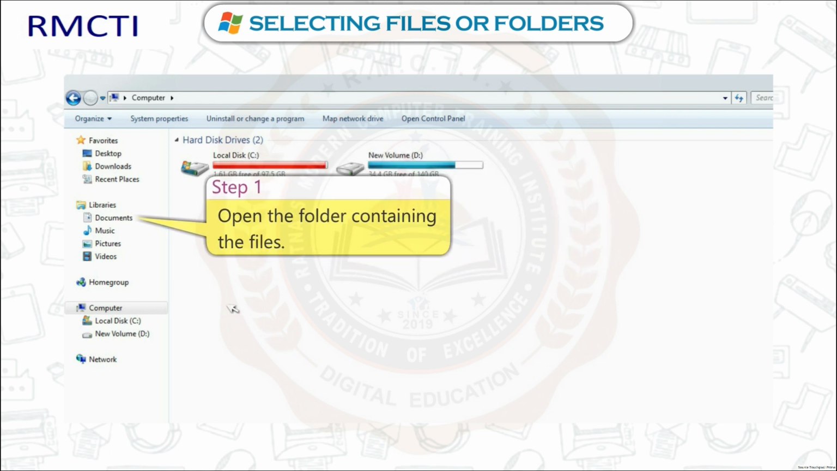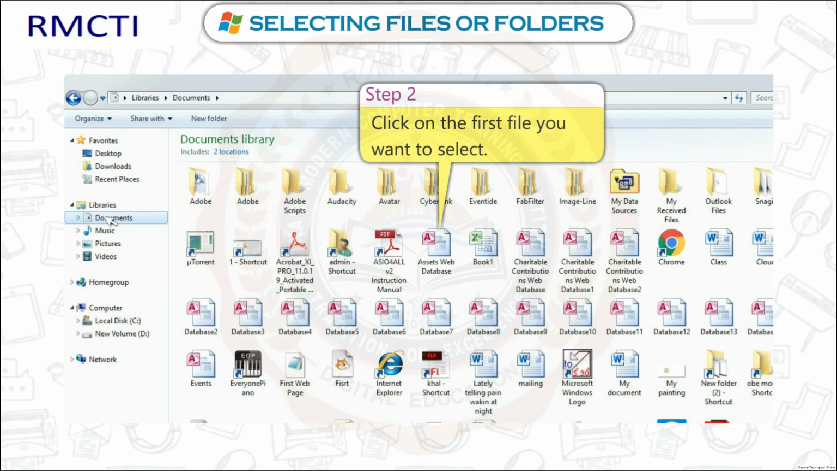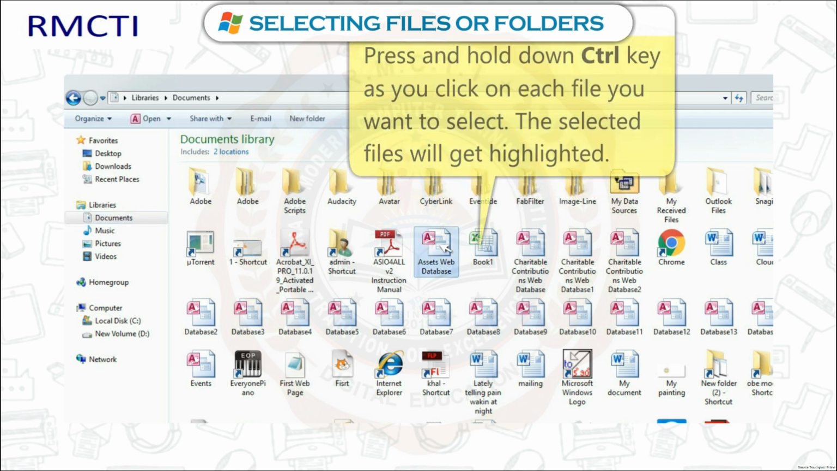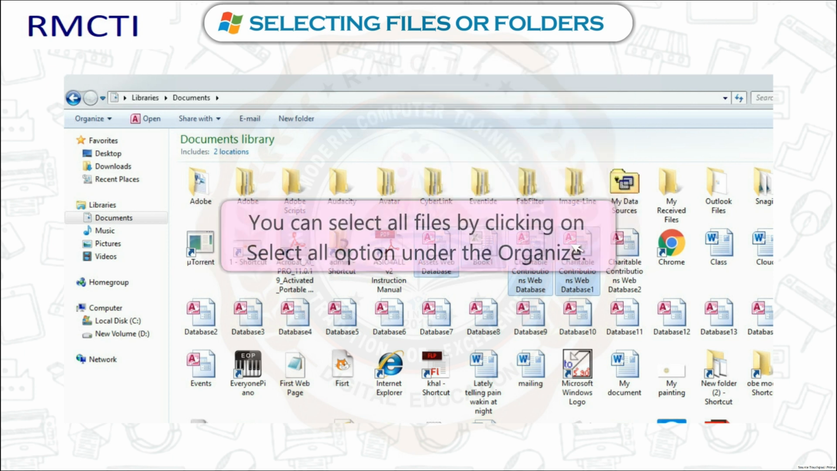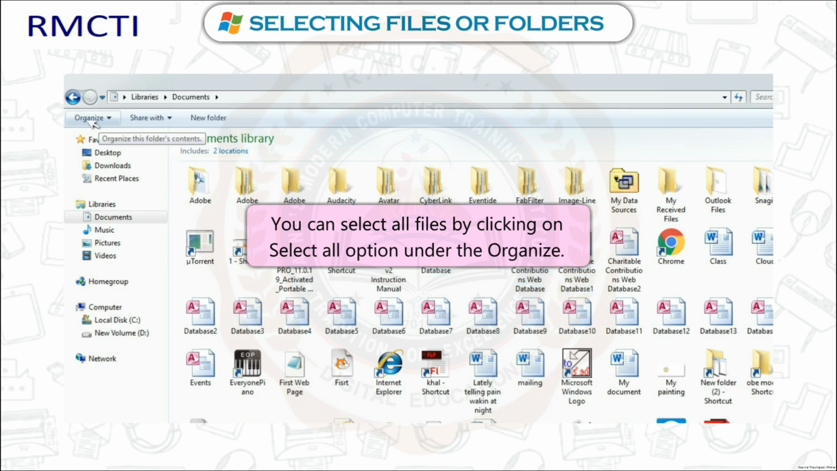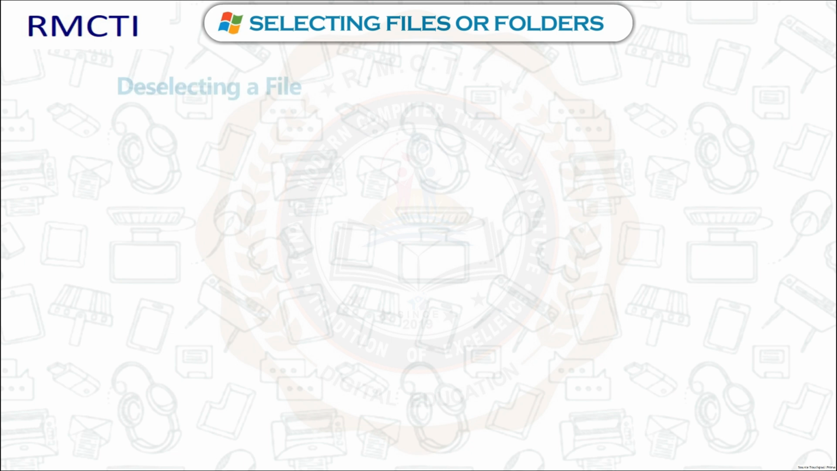Selecting multiple files. Step 1. Open the folder containing the files. Step 2. Click on the first file you want to select. Step 3. Press and hold down the Ctrl key as you click on each file you want to select. The selected files will get highlighted. You can select all files by clicking on the Select All option under Organize.